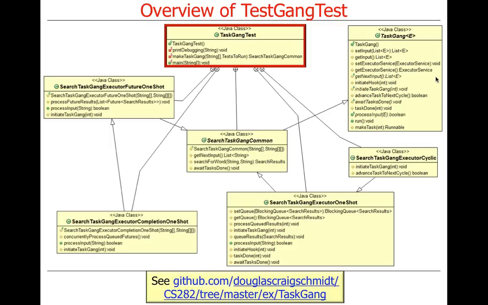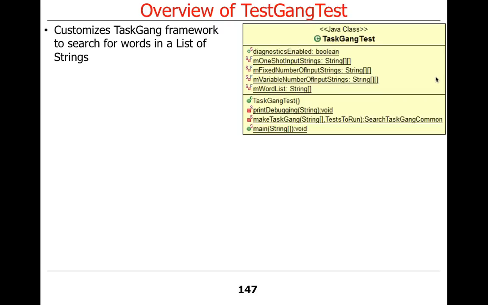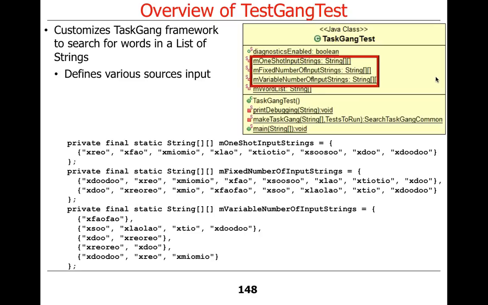So all the latest code has been committed in here. I keep changing it, compulsively, as I play around with it more. I'm pretty happy with the way it is right now. It shows a lot of cool stuff. So this is basically what it does. The TaskGang test customizes the TaskGang framework to search for words in a list of strings. And so there's a bunch of different sources of input.